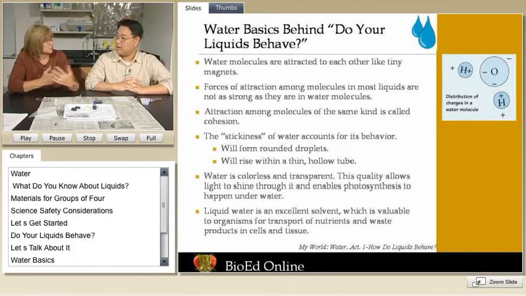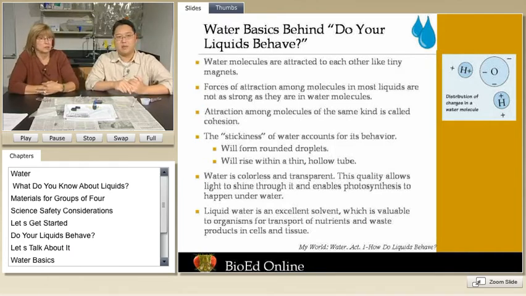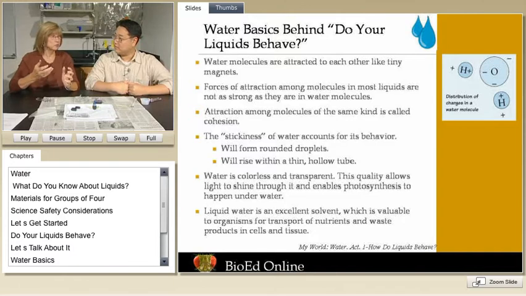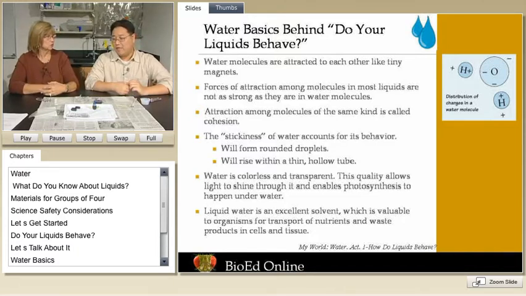And it's an excellent solvent. Absolutely, and that's really important, especially for living things, because it allows dissolved nutrients to be transported in the cells, as well as removing waste products from cells and tissue. So water is a good solvent, which is wonderful sometimes, but is it always wonderful? Unfortunately, sometimes water can also dissolve chemicals or pollutants in our drinking water system. So that can be dangerous to living things.